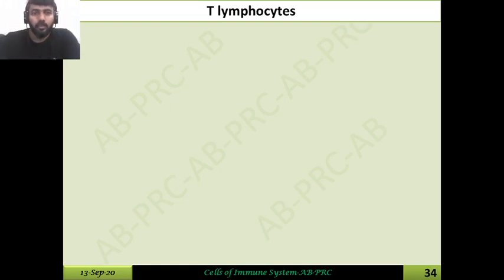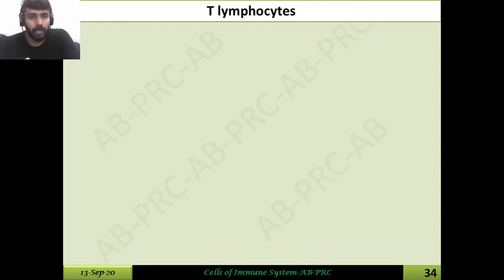Hi all. So we will continue the discussion with the T lymphocytes. So we have seen what are B lymphocytes, what are the features and the major functions. Now look at the next important lymphocytes, and rather this is the most significant cell in the immune system.